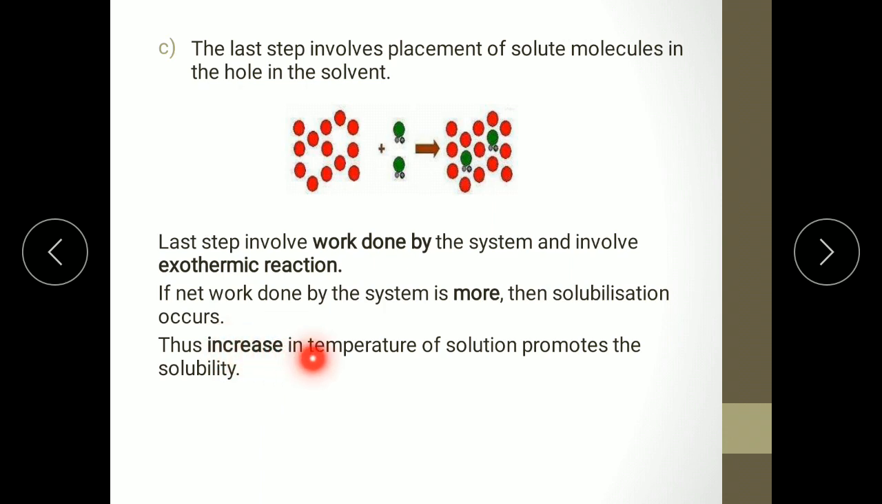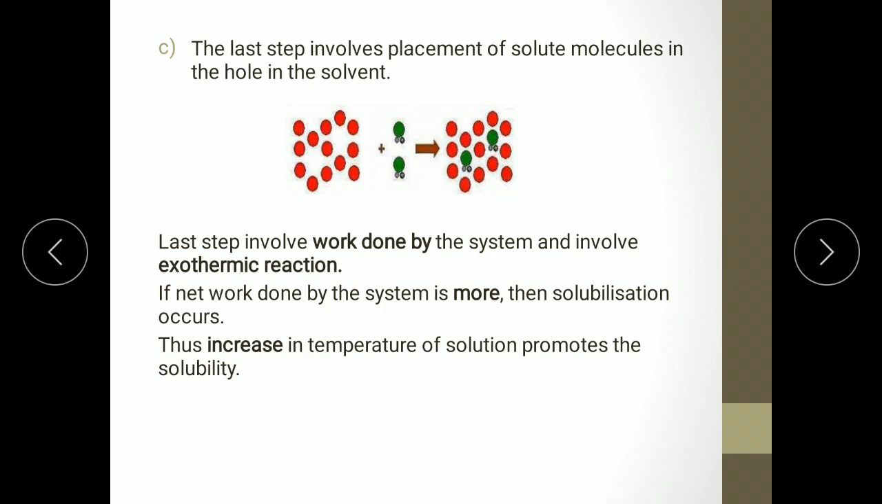Thus, increase in temperature of solution promotes the solubility. We have seen that the last step involves the exothermic reactions. It involves the release of energy. Suppose we increase the temperature of solution, that will promote the solubility.